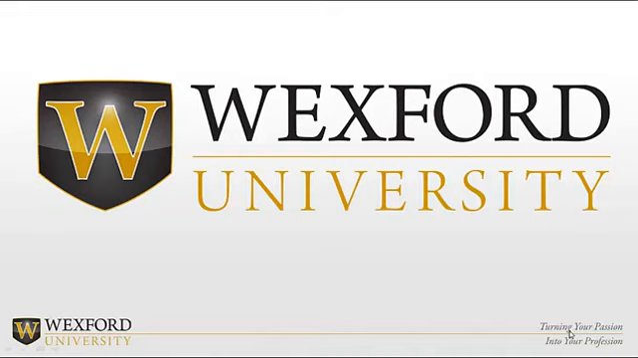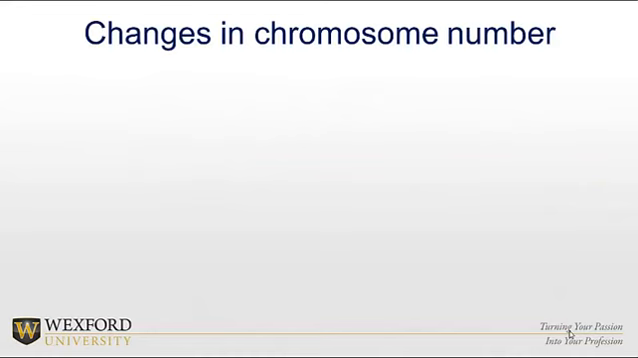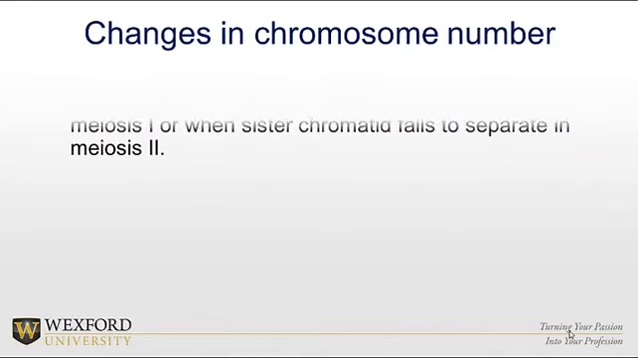Now we're going to talk about what if something goes wrong. What if something goes wrong within the chromosomes in these processes of mitosis, and more specifically meiosis? What happens if something goes wrong in creating those gametes, those sex cells, the sperm and the egg? So what happens if, for some reason, there are changes in chromosome number?